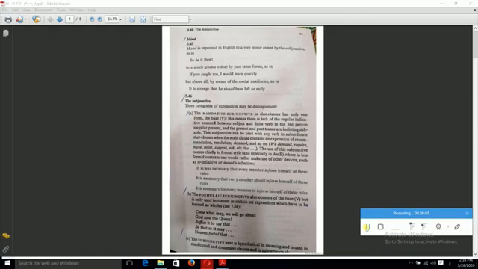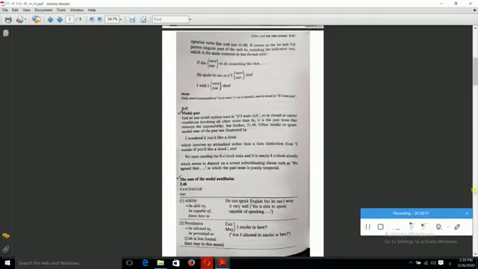now let us move to another page. Modal past. This is a very important topic, the modal auxiliary verbs that express the past. Now the uses of the modal auxiliaries can and could.